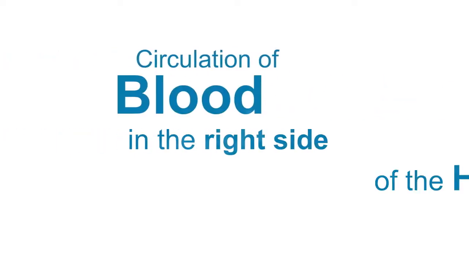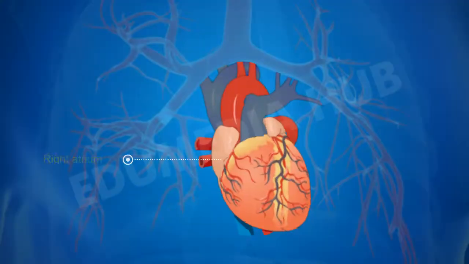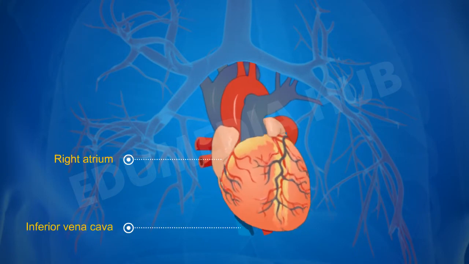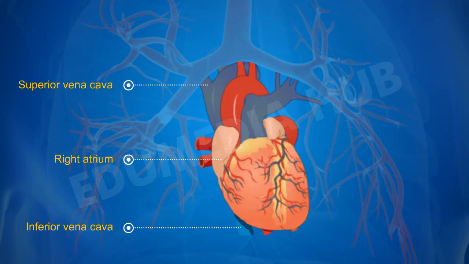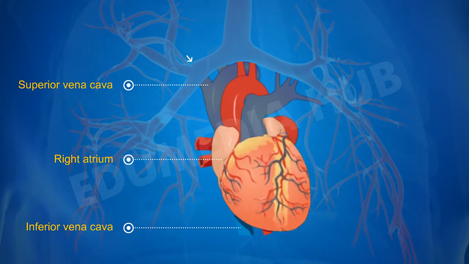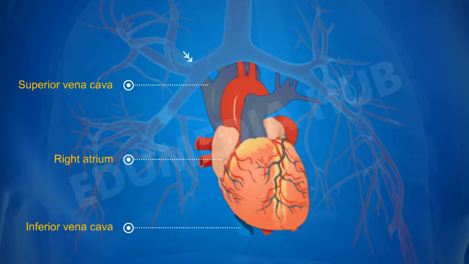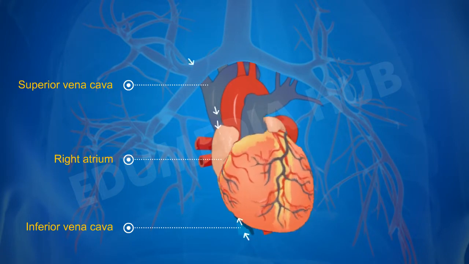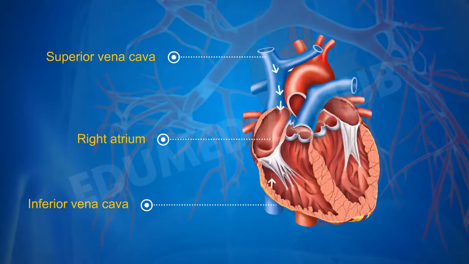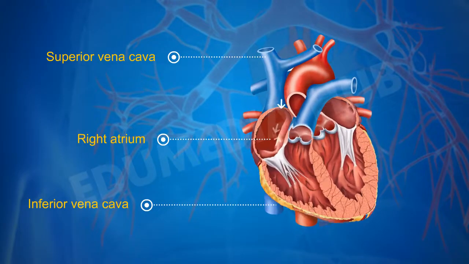Circulation of blood in the right side of the heart. The deoxygenated blood enters the right atrium of the heart through two large veins, the inferior vena cava and the superior vena cava. The deoxygenated blood from the anterior part of the body is collected by the superior vena cava. The inferior vena cava collects deoxygenated blood from the posterior part of the body. These two veins pour deoxygenated blood into the right atrium.